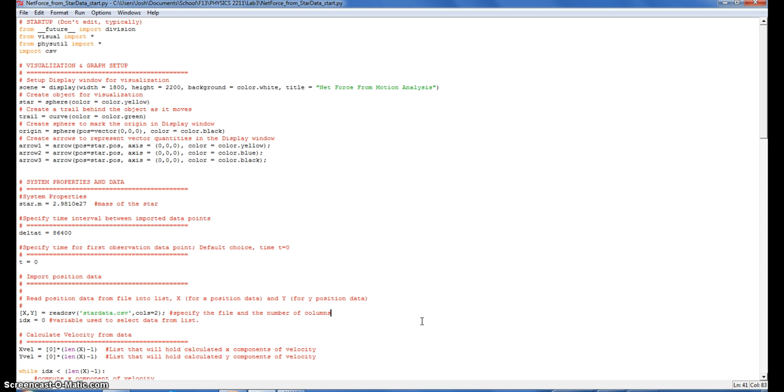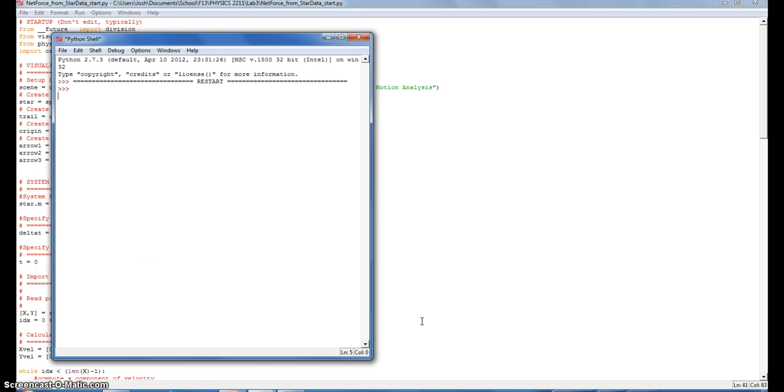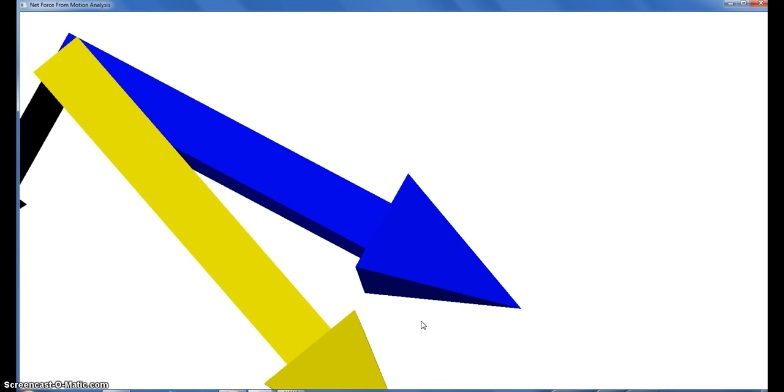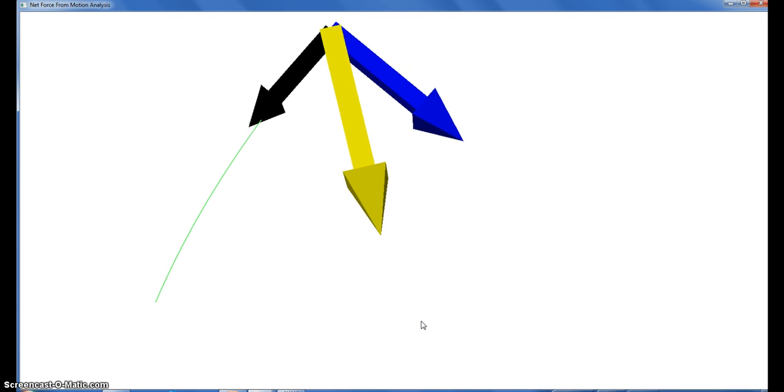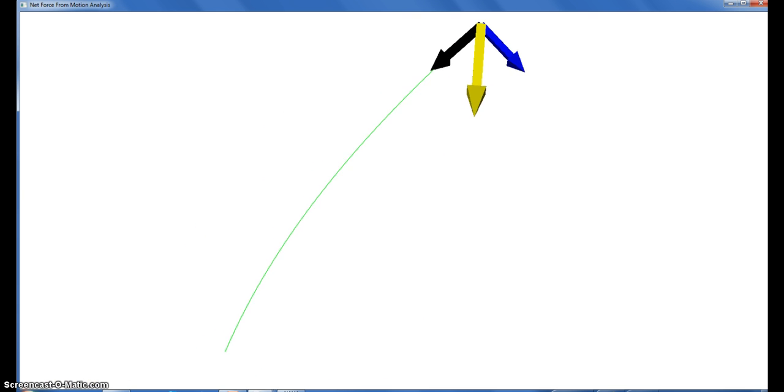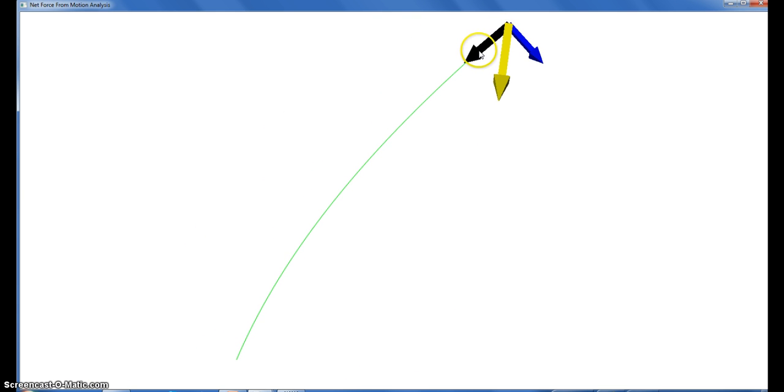When we run our code, this is what we see. This black arrow represents F net parallel, and it is pointing in the opposite direction of the star's momentum. This tells us that the star's momentum is decreasing as it is moving away from the black hole. This blue arrow represents F net perpendicular, and it is pointing inwards. This yellow arrow represents the total F net, and it is pointing directly at the black hole.